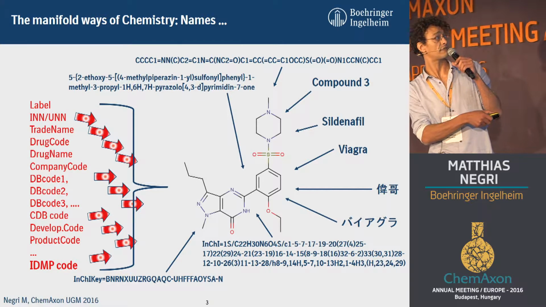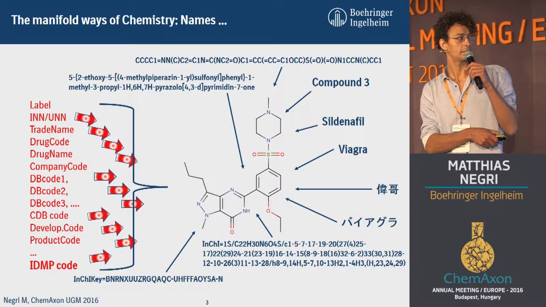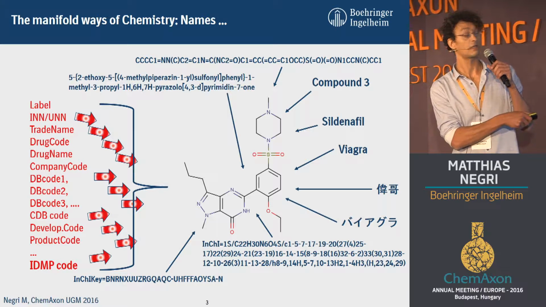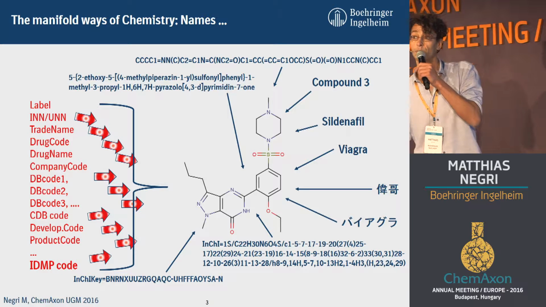It's a lot of different kinds of names. Might be compound trees, sildenafil, Viagra, Japanese, Chinese terms, and so on. A lot of labels. This is killing you when you're trying to map together information coming from different sources.